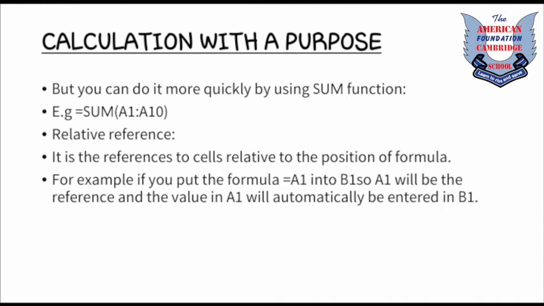You just need to type =SUM and the range of the cells, meaning from which cell to which cell you want to add the numbers. If you want to add the numbers from A1 to A10, you will write A1 to A10. If you want to add from A1 to A5, you will write A1 to A5. Press enter and you will automatically get the answer.